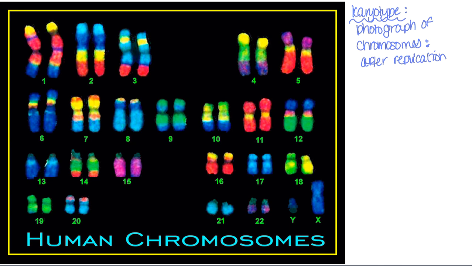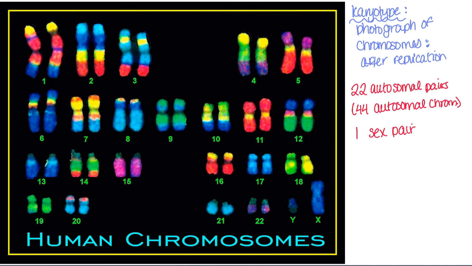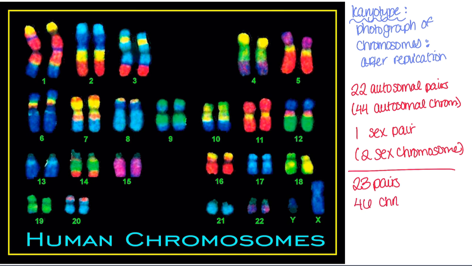You'll also notice here that we have 1 through 22. The reason for that is we have 22 autosomal pairs, and autosomal just means the not sex chromosomes. So that's going to be 44 autosomal chromosomes. And then if we take a look here at this 23rd pair, we have an X and a Y chromosome. Thus, we would say that this individual would be biologically male. So humans have 22 autosomal pairs and 1 sex pair, which is 2 sex chromosomes. If we add those up together, we get 23 pairs or 46 chromosomes.